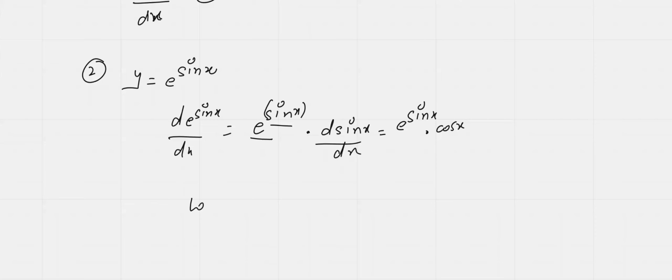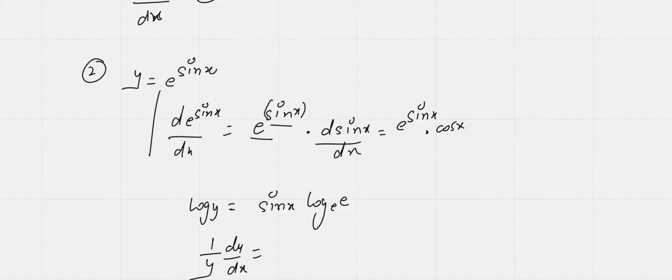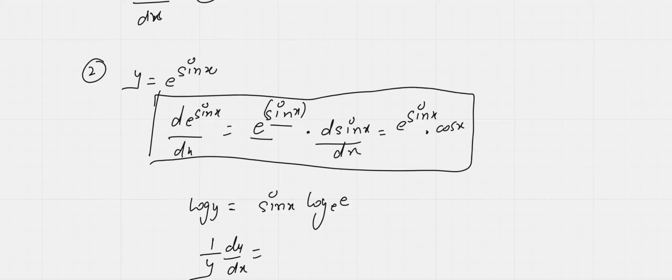Another way, if you still can't do it, just take the log on both sides. The moment you take the log on both sides, you'll have sin x outside, so log e of e to the sin x. Differentiate both sides and you will get 1 by y. I have given a formula, and I'm just explaining how you can do it without the formula. You can use this method also.